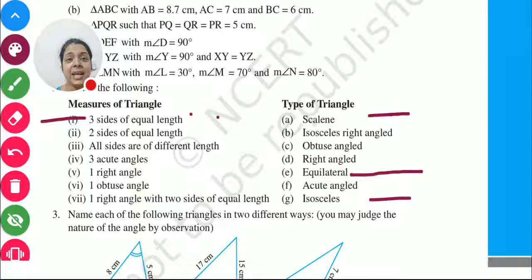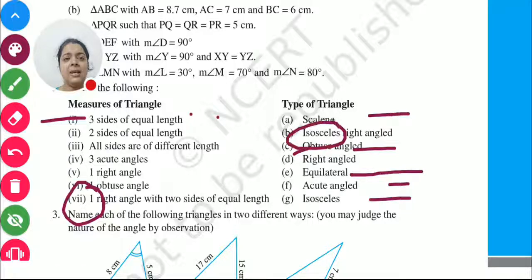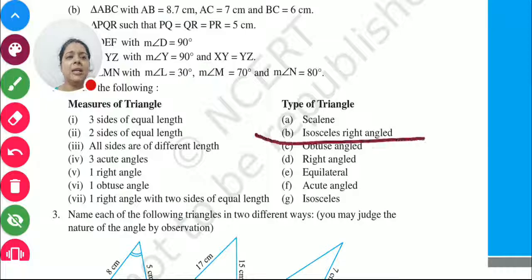Now, three acute angles means all the angles are acute angles only. It is known as acute angle triangle. One right angle means right angled. Okay. One obtuse angle means obtuse angle triangle. But here you just see number 7. One is the right angle and it is having two sides of equal length. So what do we call it? Two sides equal means it is isosceles, and one right angle is there, so it is called right angle. So we call it isosceles right angle.